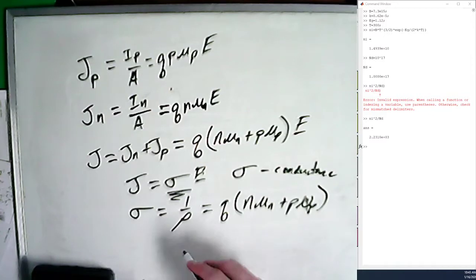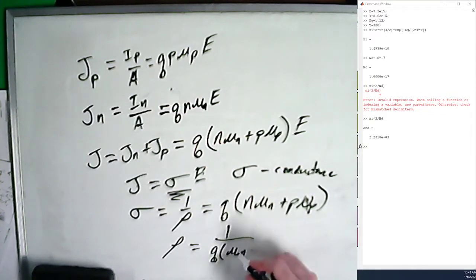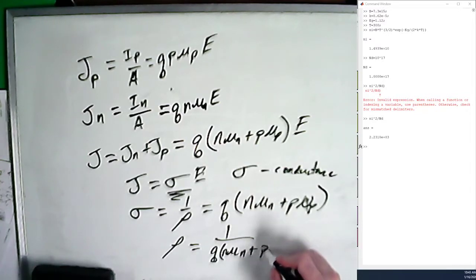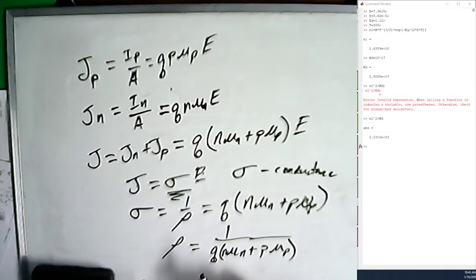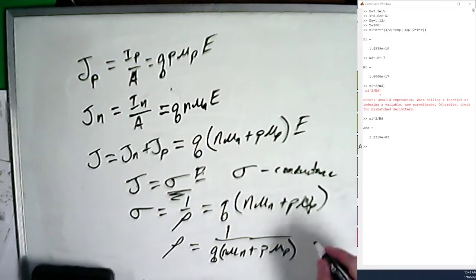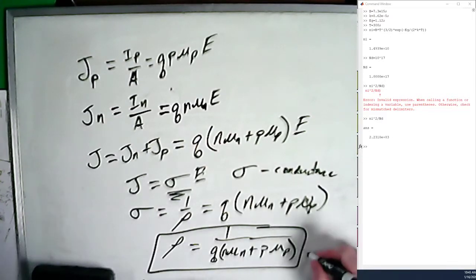So that means rho is equal to 1 over this entire thing, q times (mu_n times n plus p times mu_p). This is interesting, as what we're getting is resistivity in units of ohm centimeters. So all we have to do is take away how long it is.